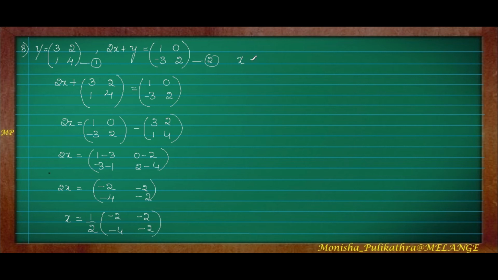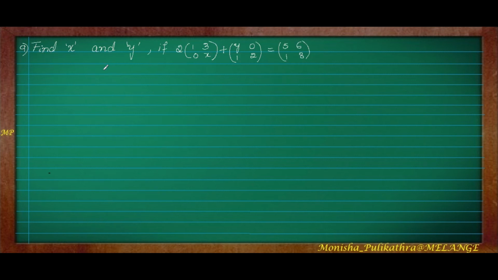So we need to divide each and every element in the matrix by 2. So minus 2 by 2, minus 2 by 2, minus 4 by 2 and minus 2 by 2. So 1s are, this will be 2s are and again 1s are. So the value of x matrix is [-1, -1, -2, -1]. So I hope you understood this.